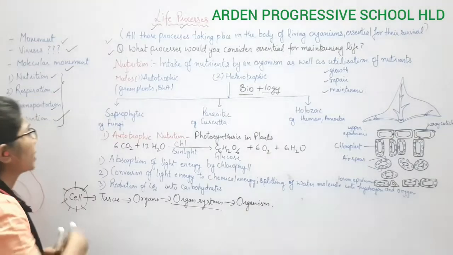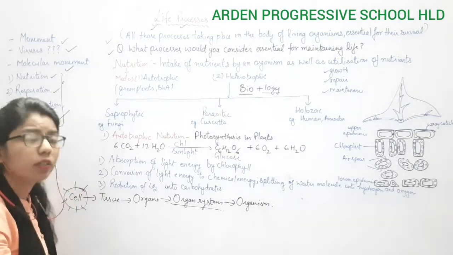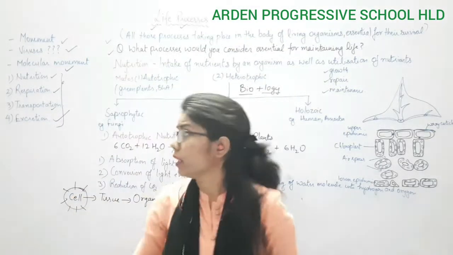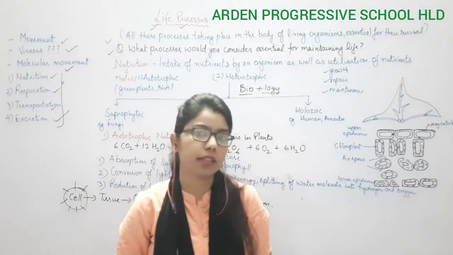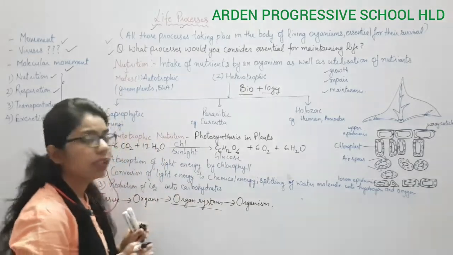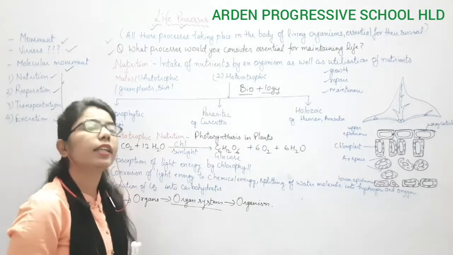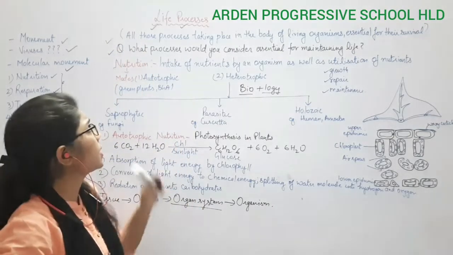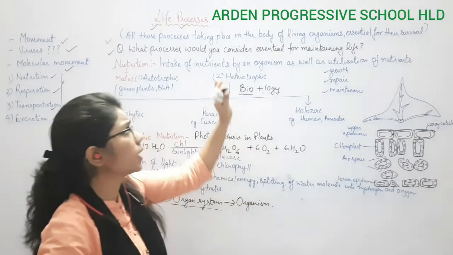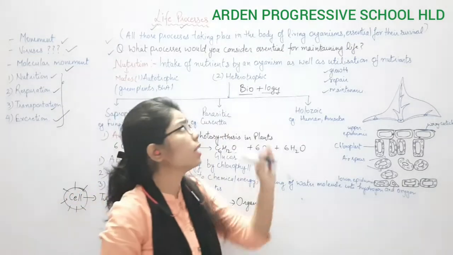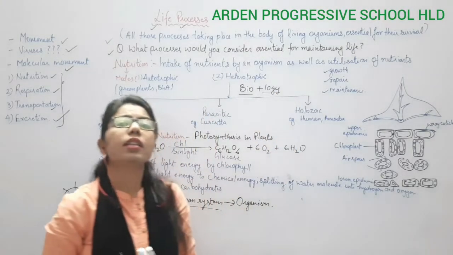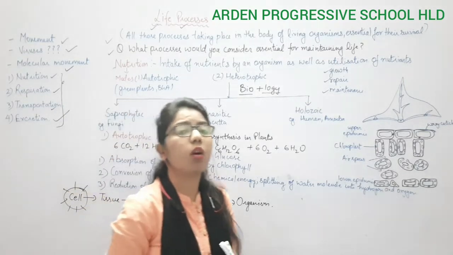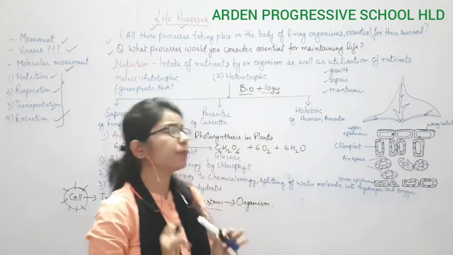That all these activities which are required by the body to sustain life are nutrition, respiration, then transportation, then excretion. Okay, so these are the things we have to discuss in detail. Here I have mentioned the definition of life processes: all the processes taking place in the body of living organisms that are essential for survival. If there are no life processes, then there will be no survival of an organism, right?